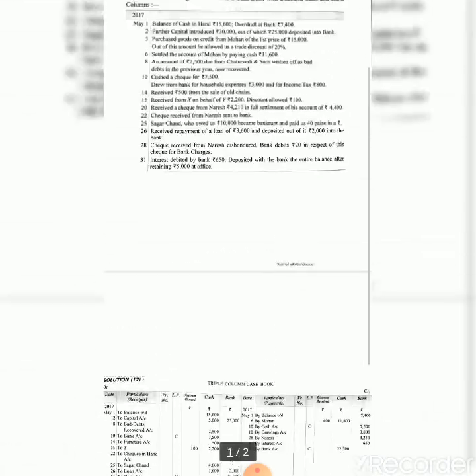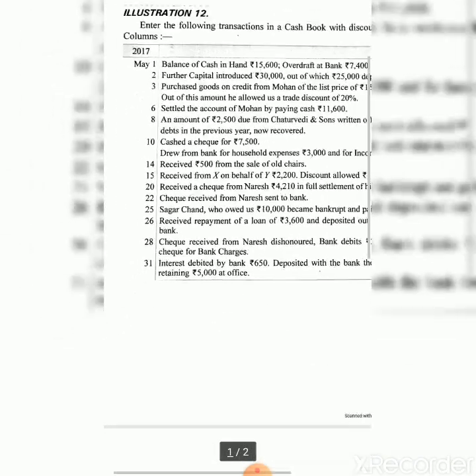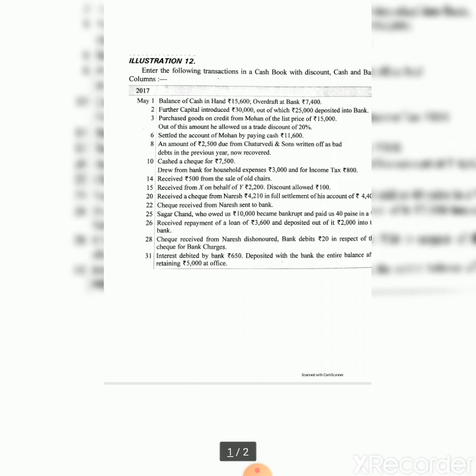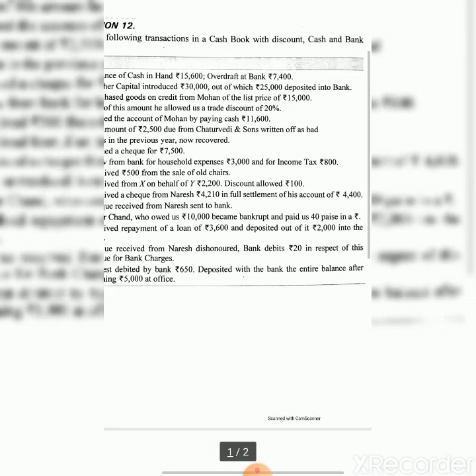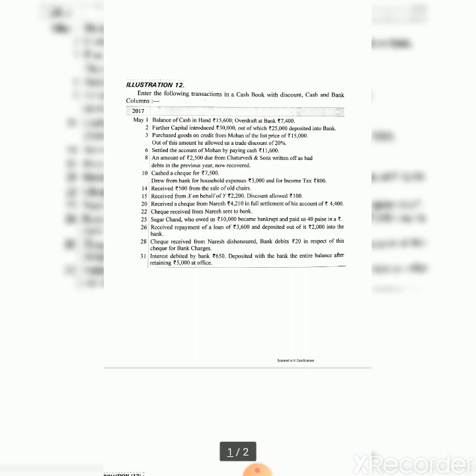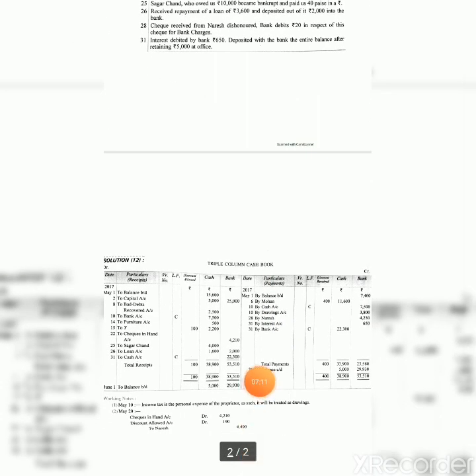rupees in discount column. Now last time I told you, let's see one more entry, then I am saying received a check from Naresh for 221. So bank account debit to Naresh account, and discount allowed will be 190. So like this it is done here, you can see.